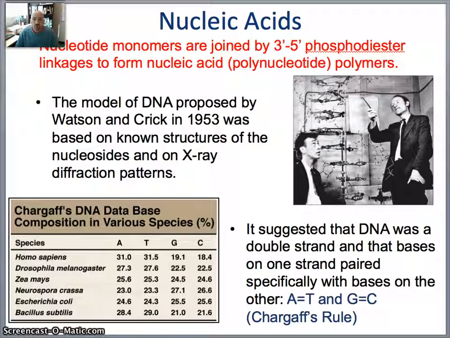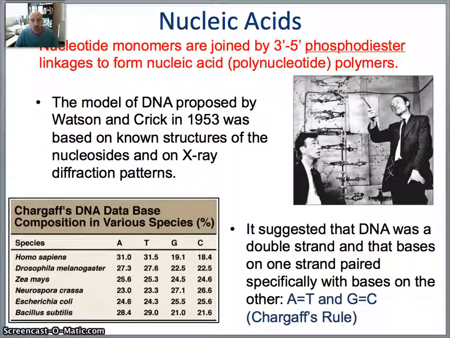All right, so nucleic acids are composed of the building blocks, which are these nucleotide monomers. Each one of these nucleotide monomers, whether it's guanine, adenine, and so forth, the nucleotide version, is going to be joined together by a 3' to 5' phosphodiester linkage. These form these nucleic acid polymers.